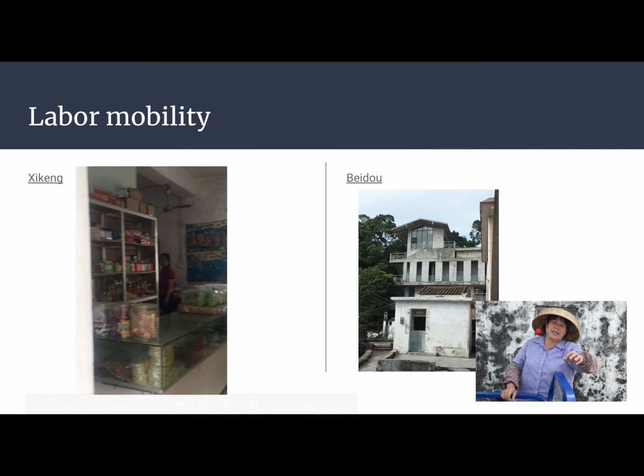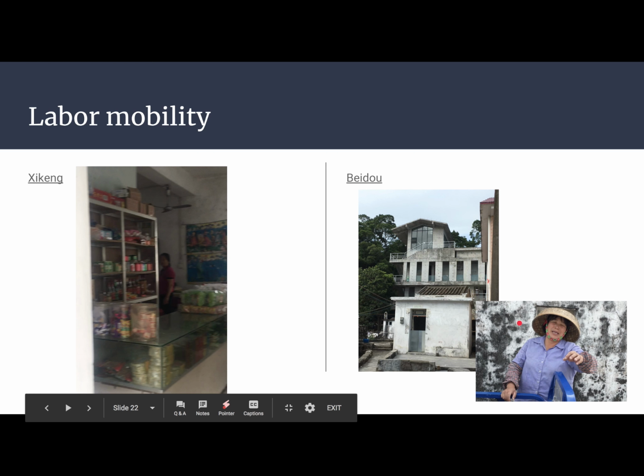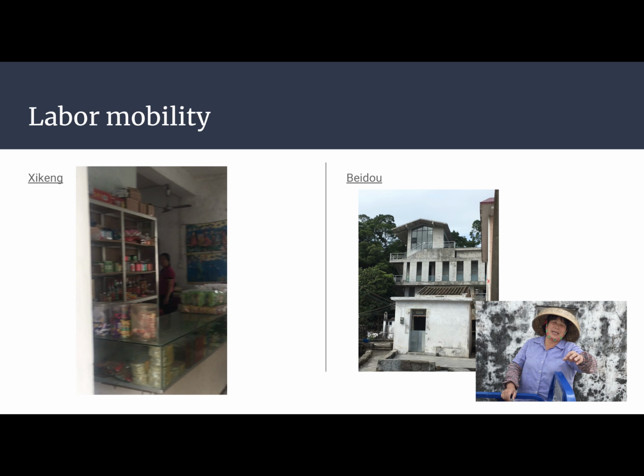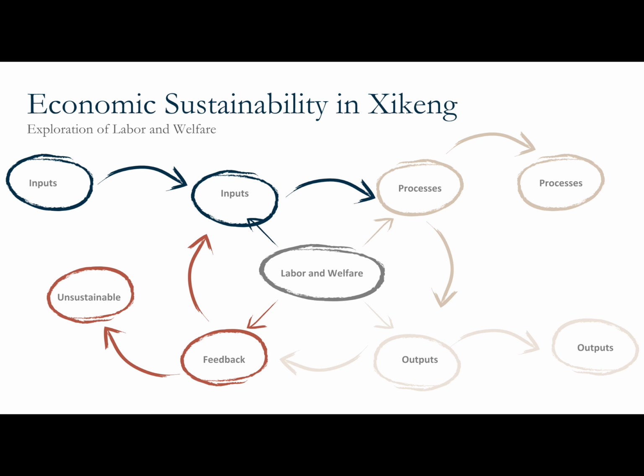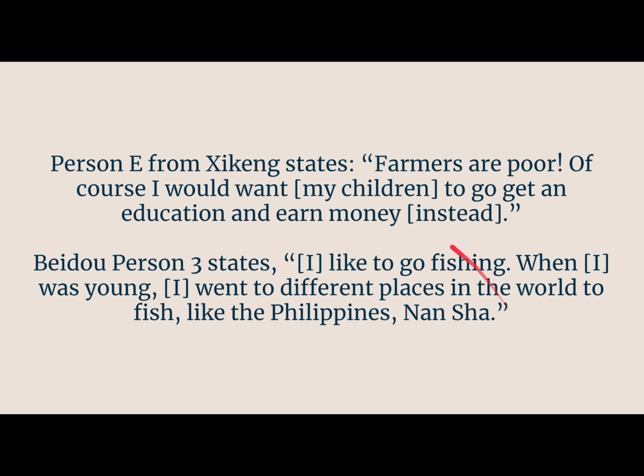The fact that the villagers of Beidou are able to work in other jobs shows that the labor is currently more mobile than Xikeng. Labor mobility is important in increasing the productivity in the villages, as they must move from their current subsistence labor into commercial forms to increase capital and productivity. More importantly, labor mobility gives farmers a chance to change their occupation. This is important because many villagers in Xikeng have actually stated their dislike towards farming. Person E states, "Farmers are poor. Of course I would want my children to go get an education and earn money instead."